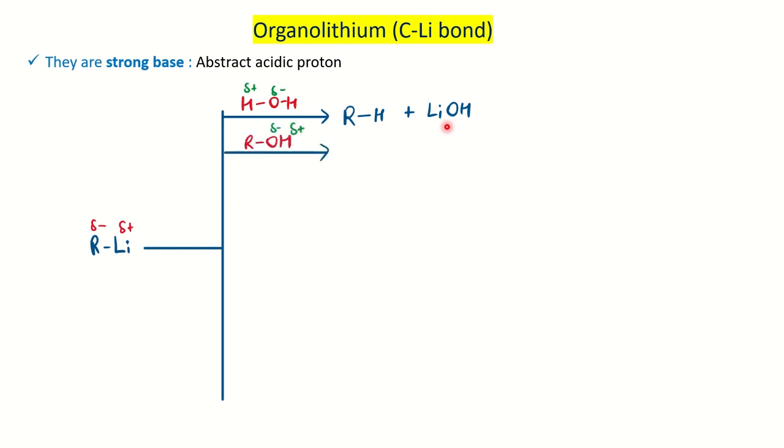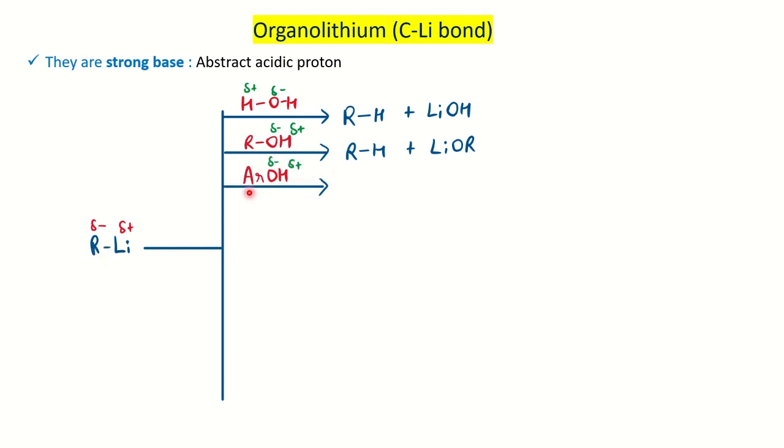Next, if you have alcohols, you can notice here you have O, which is an electronegative species. So the hydrogen which is attached to it will be an acidic proton, right? So the acidic proton will be abstracted by this organolithium, and it will give you again hydrocarbon and LiOR.